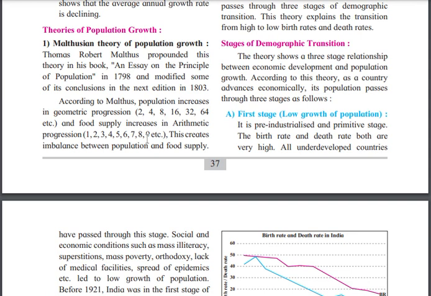Now the theories of population growth. Now we will see what the theories given by economists of population growth are. The first is the Malthusian theory of population growth. Thomas Robert Malthus propounded this theory in his book An Essay on the Principle of Population in 1798 and modified some of its conclusions in the edition of 1803.